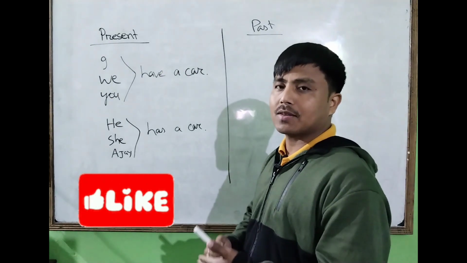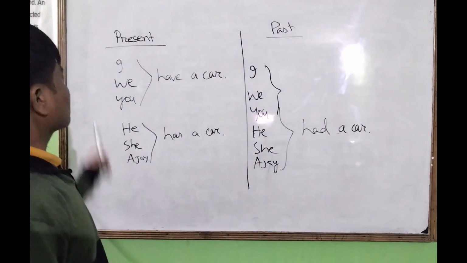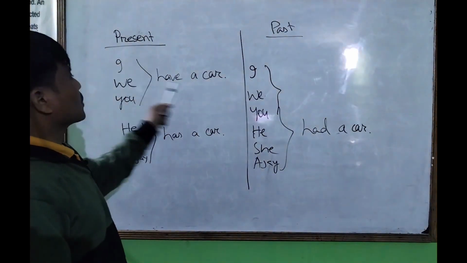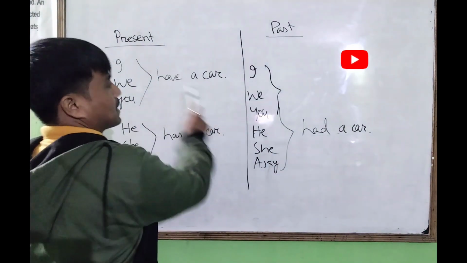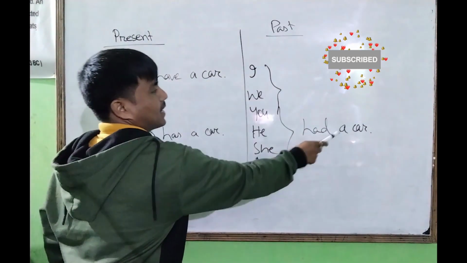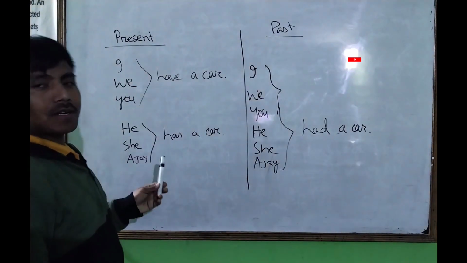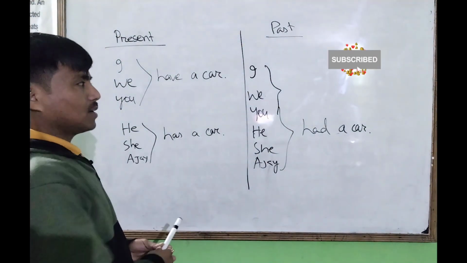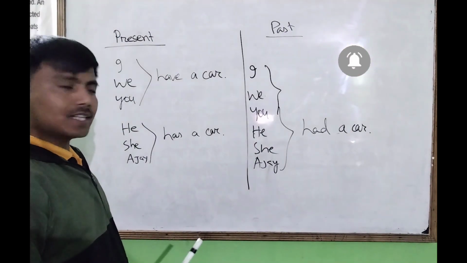So in the past tense I have a car, mor ekhon gari ase. Have's past tense is had. So I had a car, mor ekhon gari asil. And again we have a car, amar ekhon gari ase. Past tense hole hobo we had a car, amar ekhon gari asil.